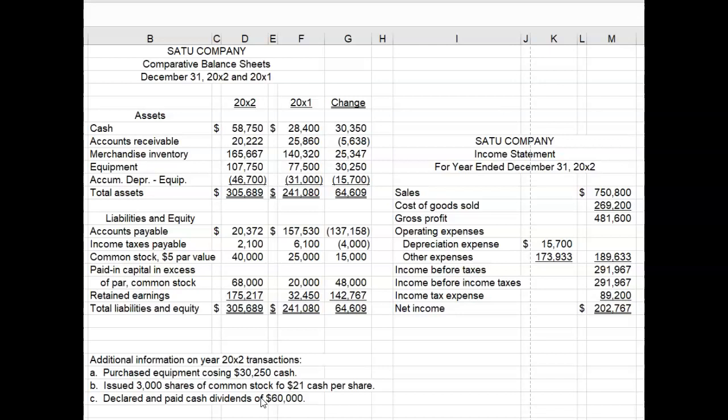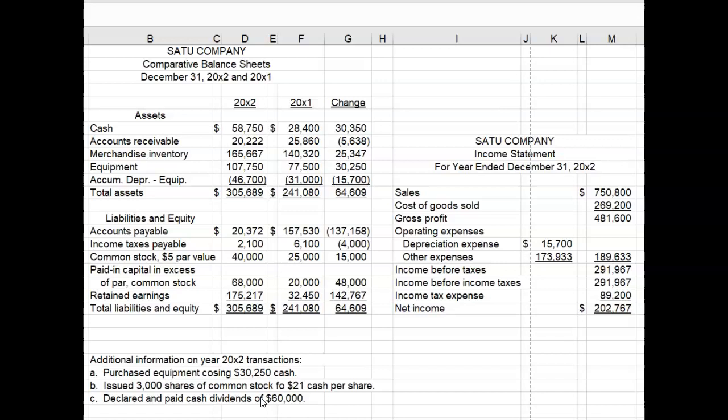In the prior 3 videos, we prepared statements of cash flows for Expressions using both the direct and indirect methods. Expressions was an extremely simple example. So in this video, we'll prepare a statement of cash flows for a company with a little bit more complexity. We will use the indirect method to prepare the statement of cash flows for Satt Company.